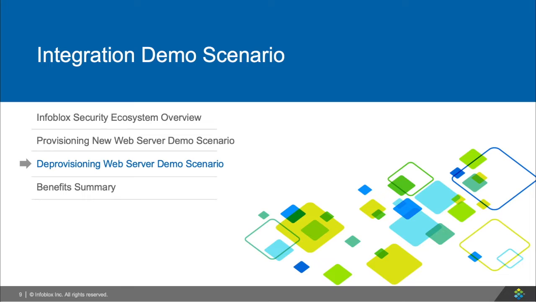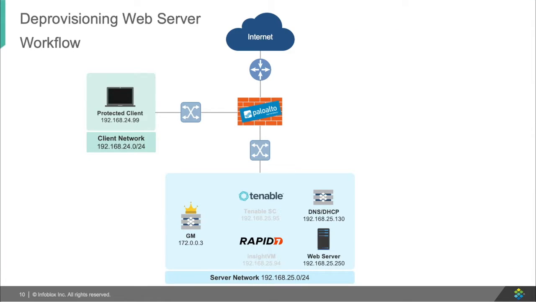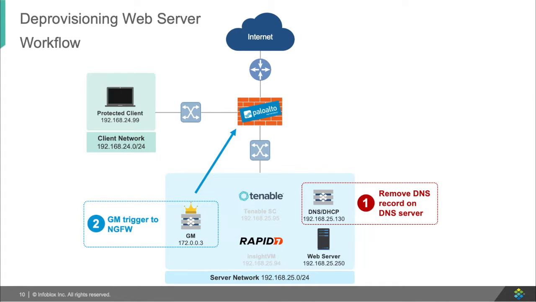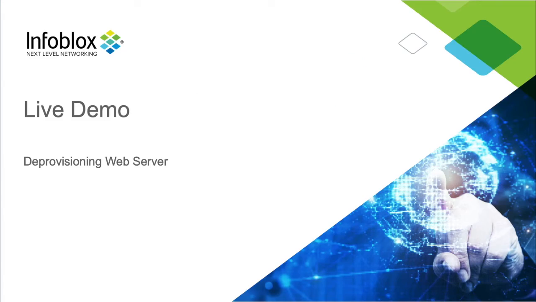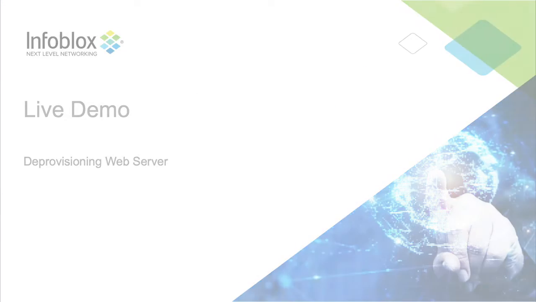Now let's take a quick look at how deprovisioning a web server becomes easier with Infoblox's ecosystem. In this use case, all you will need to do is to remove the DNS record on the DNS server that we just created. As a result, the Infoblox's ecosystem outbound notifications will be triggered to remove the web server from Palo Alto's next-gen firewall. And as a result, the client will no longer be able to ping the web server, and the web server will not have access to the internet. Now let's see that in action.